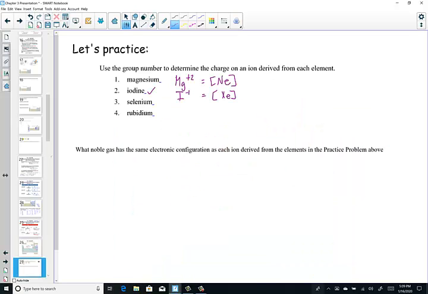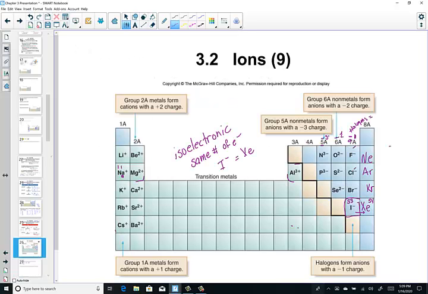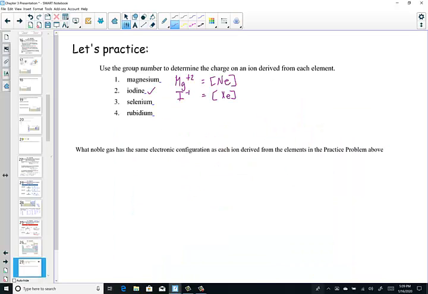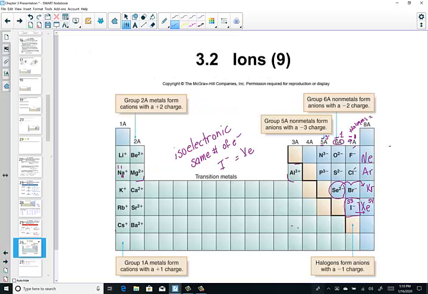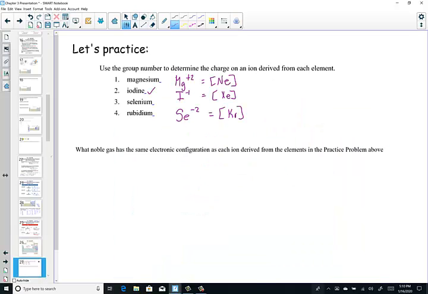Who's next? Selenium. That elemental symbol is Se. It gains 2 electrons. It has 6. It gains 2 more to become like the noble gas, krypton. Selenium becomes selenide. And selenide has the same configuration as the noble gas, krypton. So selenium gaining 2 electrons becomes isoelectronic as the noble gas, krypton.